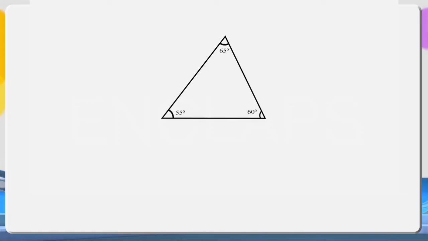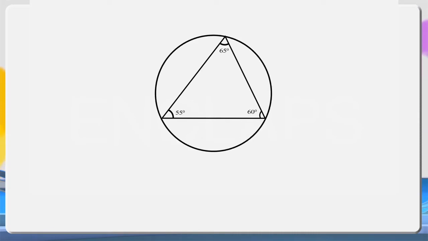Moving on. Using this, we can find the ratio of sides of a triangle. See this triangle? Triangle with angles 55, 60 and 65. For solving this problem, we should draw the circumcircle. And now, the sides of the triangle can be considered as chords of the circle. Now, draw the central angle of each chord like this.